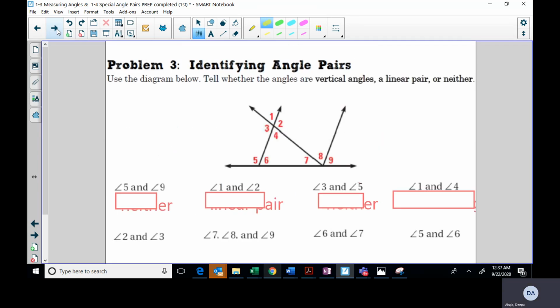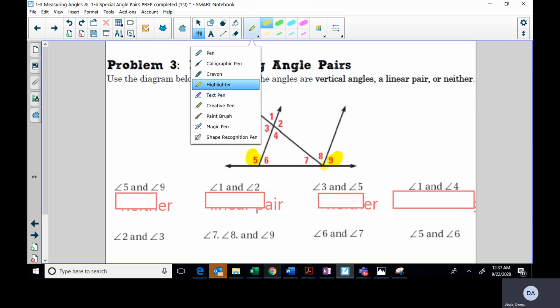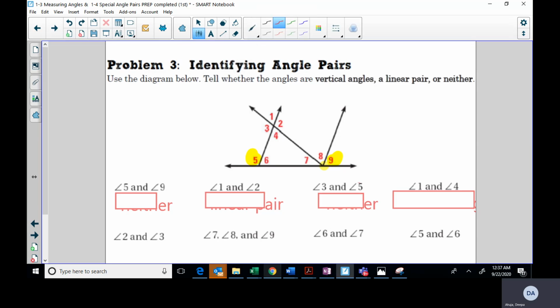First, let's identify which one is a vertical angle, linear pair, or neither. Angle 5 and 9. Let's highlight angle 5 here. This is your angle 9. What do you think is the connection between them? Are they formed by two lines intersecting? No. Angle 5's ray is altogether on a different side, and angle 9's ray is altogether on a different side. Let me use a pen here, red color for angle 5, and blue for angle 9. They're not intersecting, so they cannot be vertical angles.